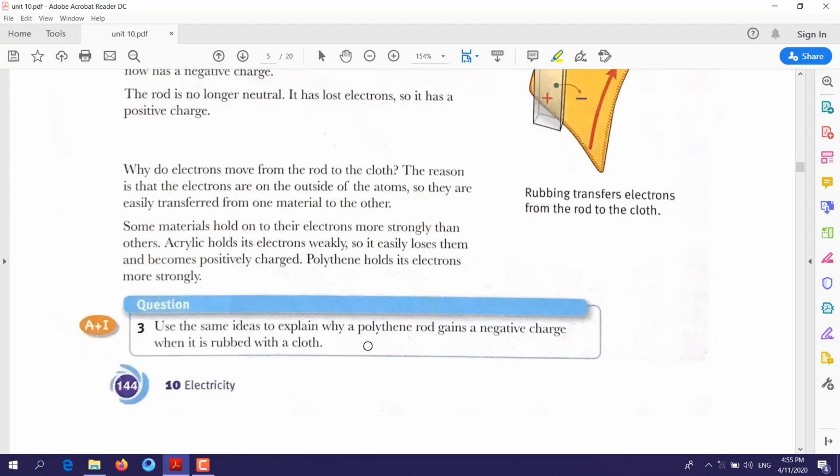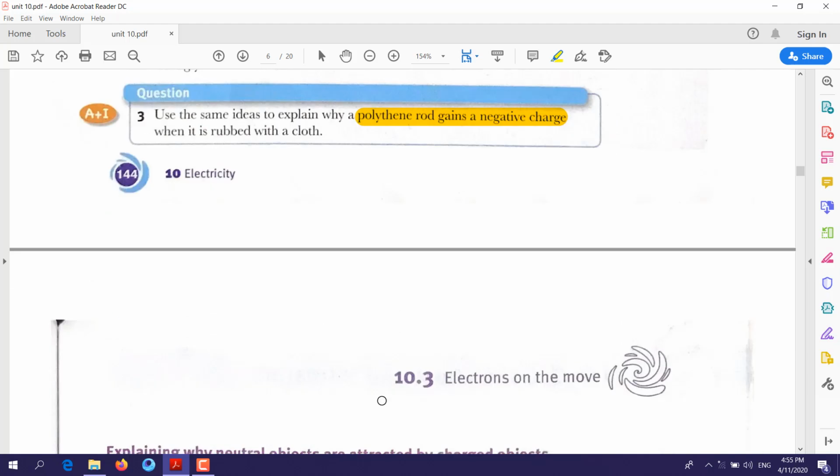It says explain why a polythene rod gains a negative charge, or why polythene, when you rub it, will be negatively charged. Why will it be negatively charged? Because it gains more electrons. So the atoms of it will have more electrons than protons.